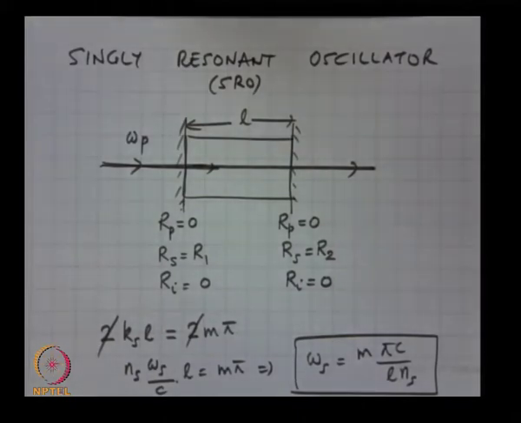Ns is the refractive index of the medium at the frequency omega s. The propagation constant inside the medium is omega by c times the refractive index. So the frequency divided by c times ns into L is equal to m pi. So the frequencies of oscillation are m into pi c by L ns.